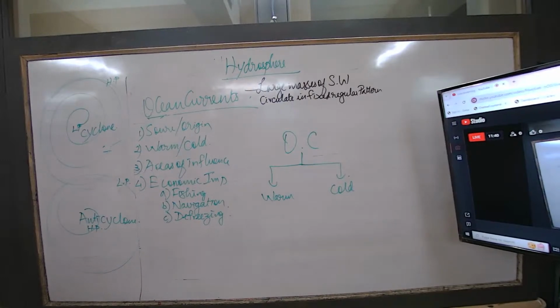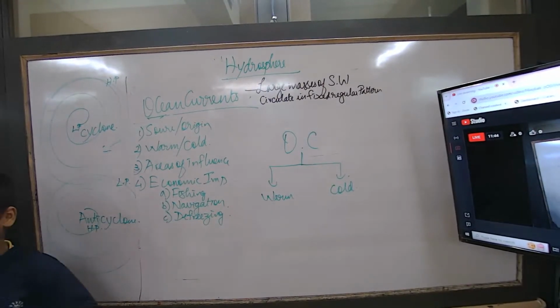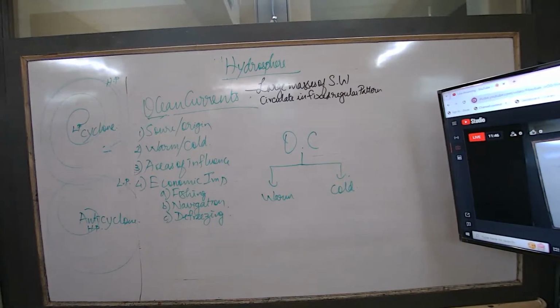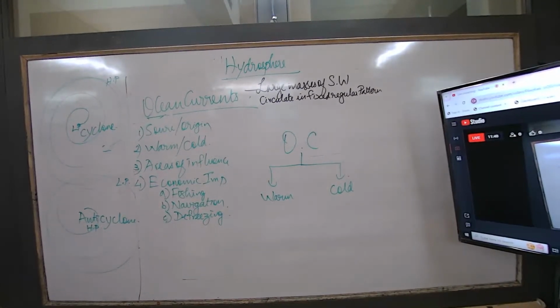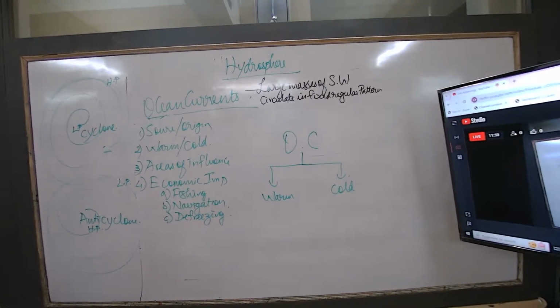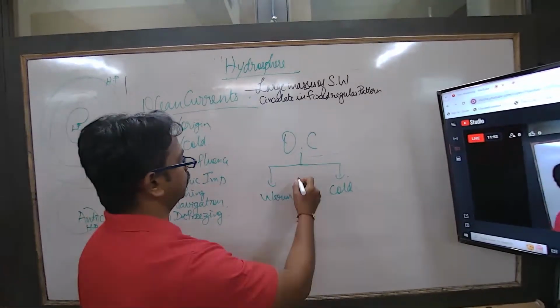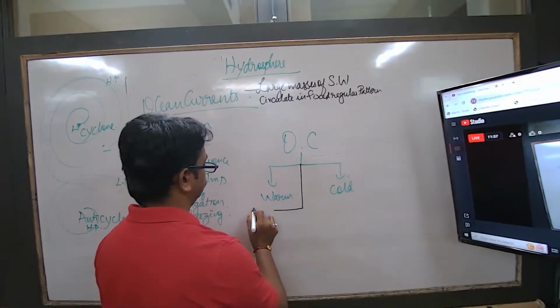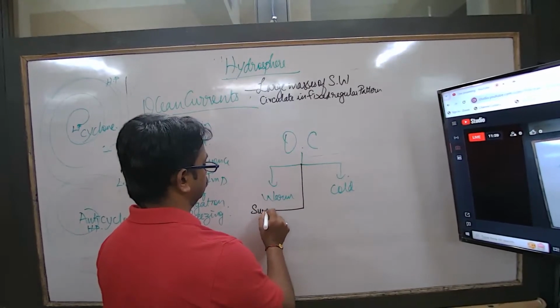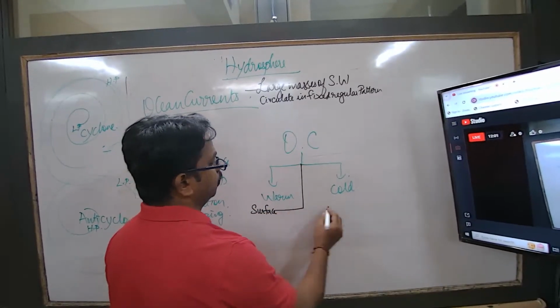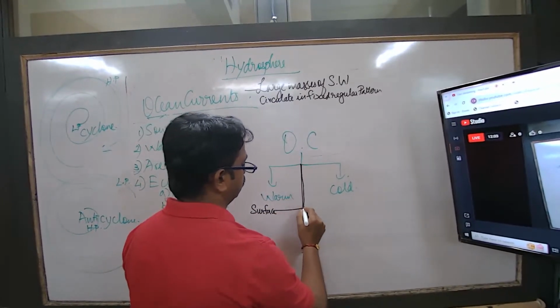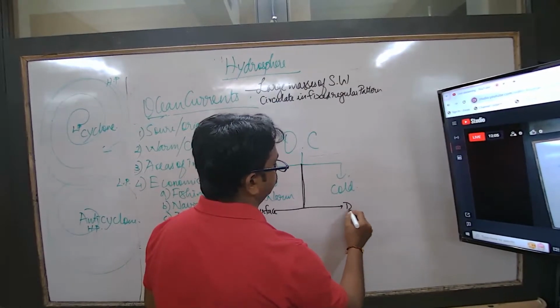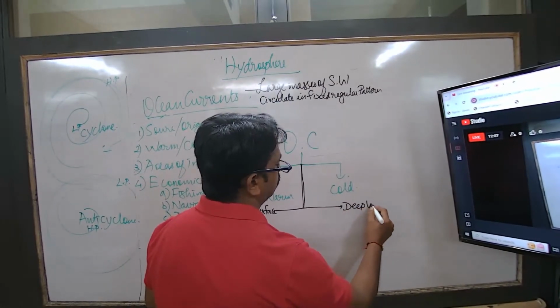Write warm current, cold current. Then write 3 and C: the surface current and deep water current. There is a video of this. The surface current and deep water current.